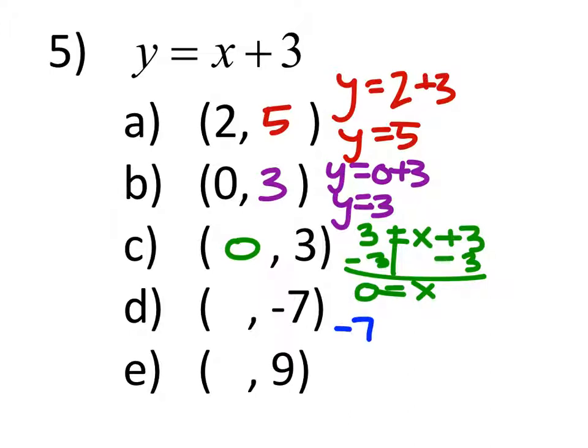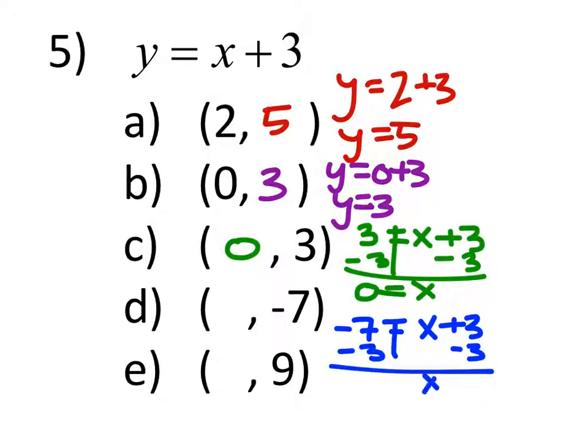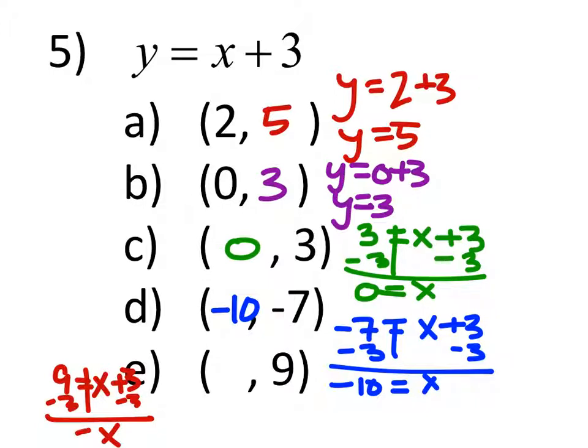So now we'll replace y with negative 7, which should equal x plus 3. And again, to solve this, I would subtract 3 from both sides. And I got x equals negative 10. So negative 10, negative 7. And then finally E, where the y value is 9. So I've got 9 equals x plus 3, and subtracting 3 from both sides, x equals 6. And there's all our ordered pairs there.